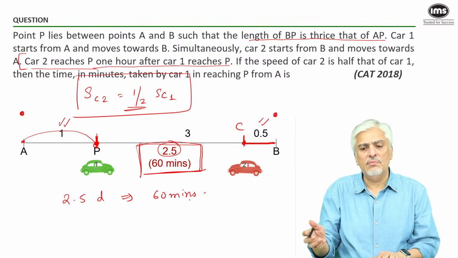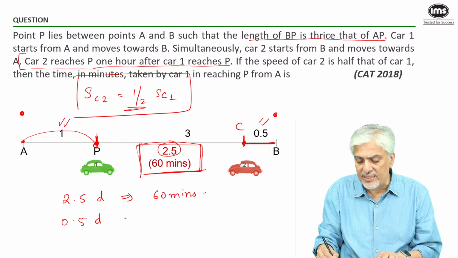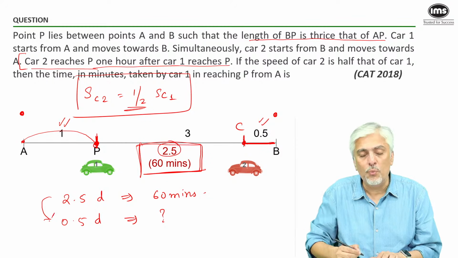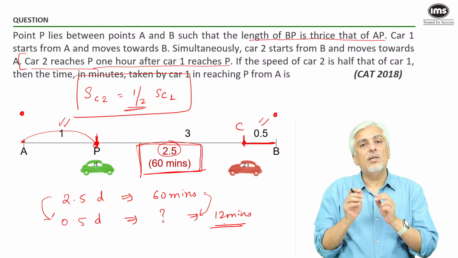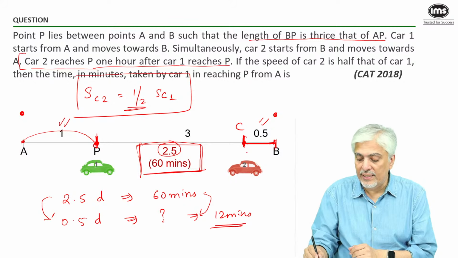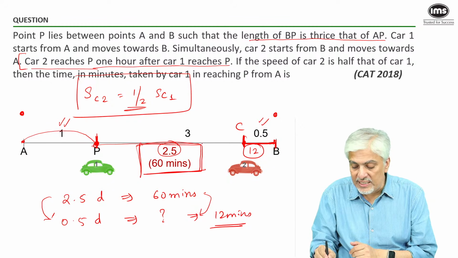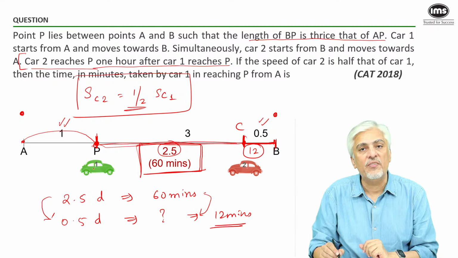So let's find out how much time it took for this part. So 0.5 distance, it will cover in how many minutes? 0.5 is 1/5 of 2.5, so this time will also become 1/5. So it will cover it in 12 minutes. So car 2 reaches from B to C in 12 minutes, because for the remaining distance, which was 2.5, it took 60 minutes. So for the earlier distance of 0.5, it took 12 minutes.